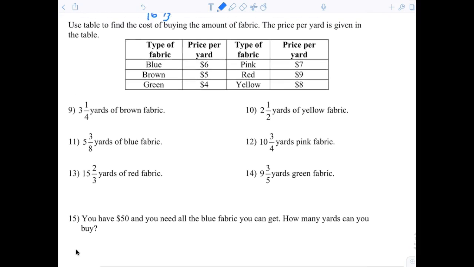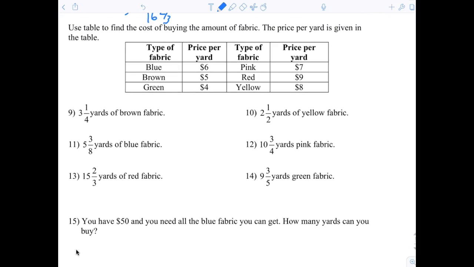Let's check out the next situation. It says, use the table to find the cost of buying the amount of fabric. The price per yard is given in the table. So I need to buy 3 1/4 yards of brown fabric. Well, how much is brown fabric? $5. So somebody tell me how to find that. What I did is it's 5 times 3, so $15.